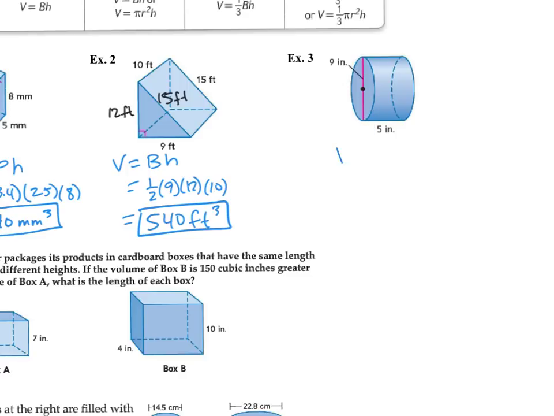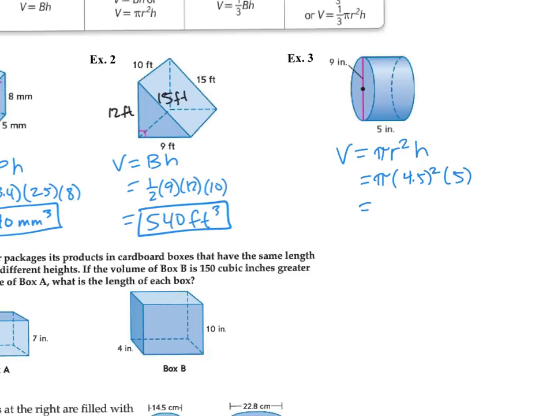Let's start with our formula. We're going to take the area of the base times the height. Since the base is a circle, I'm going to call the area of the base pi r squared. And then the height will be that distance from one base to another. So we're going to multiply pi times the radius. Now be careful, remember this 9 inches is the diameter, so that means my radius is half of 9 or 4.5. So that would be pi times 4.5 squared times the height of the cylinder, which is 5, okay?